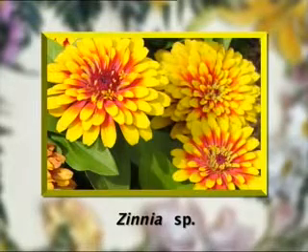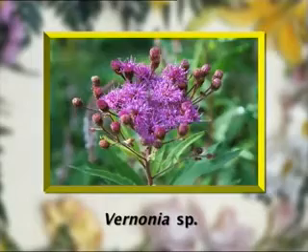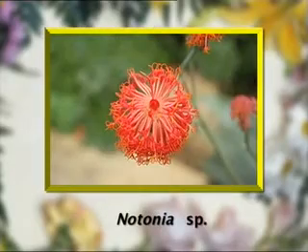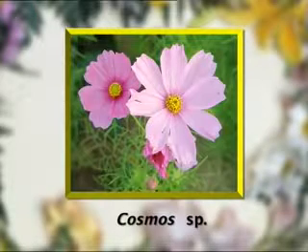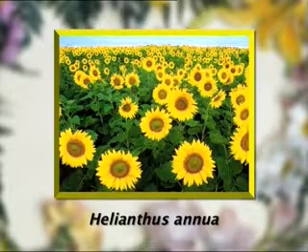The homogamous heads possess either only the ray florets, for example zinnia, or they possess only disc florets, as in Vernonia and Notonia. On the other hand, the capitulum is said to be heterogamous if it consists of two types of florets, that is both ray and disc florets. For example, Cosmos and Helianthus or sunflower.